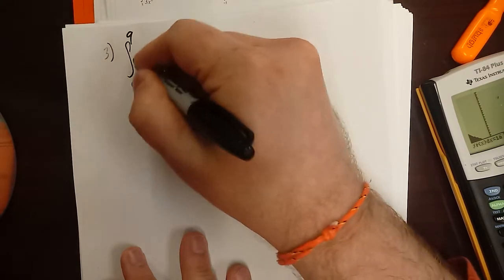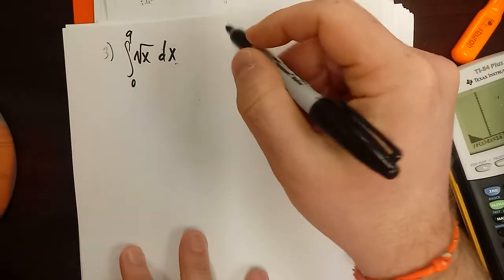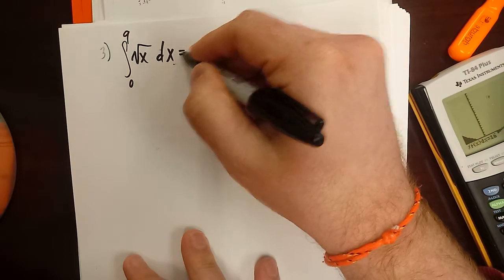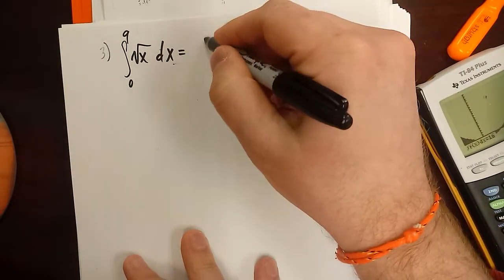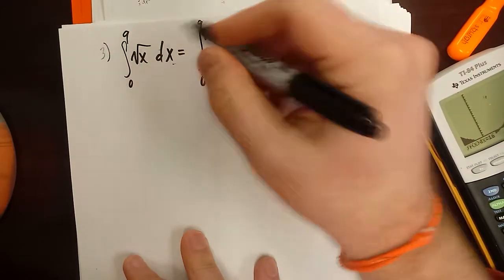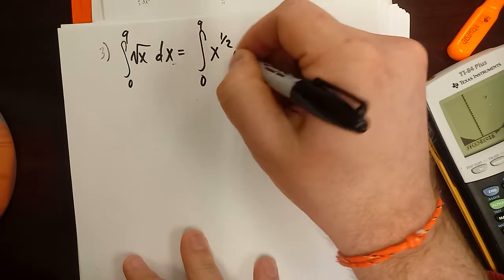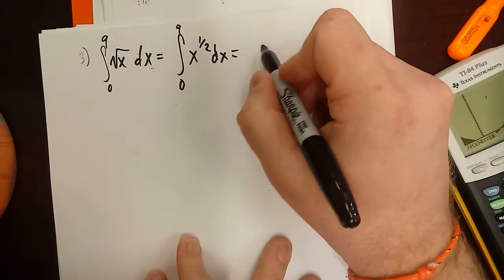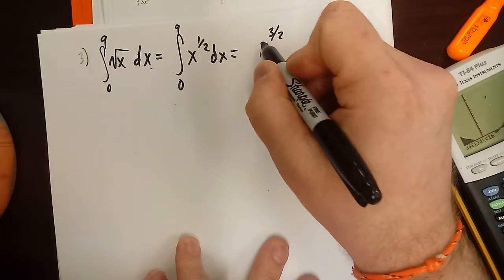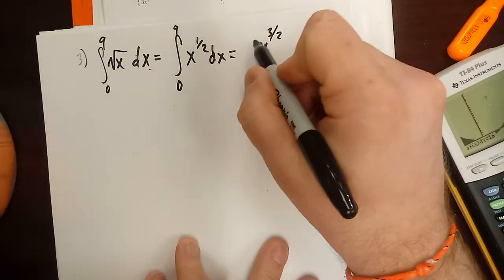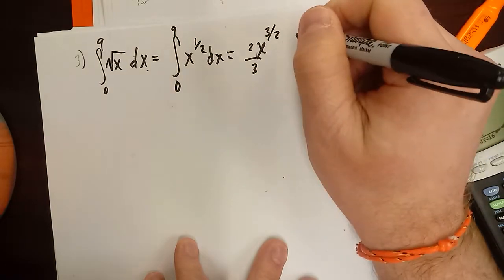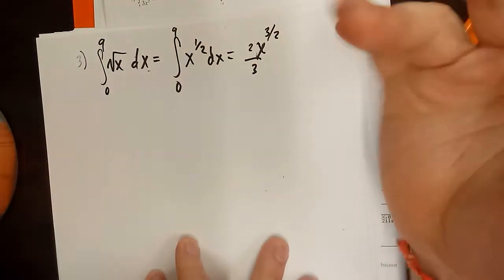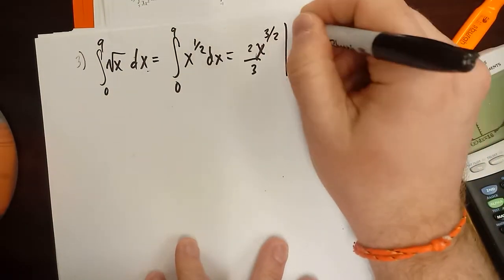Example number 3 takes the integral from 0 to 9 of the square root of x dx. And so remember, we're going to take the antiderivative of this. So we want to think about this as the antiderivative of x to the 1/2 dx. To take that antiderivative, we just add 1 to the exponent. So we get x to the 3/2, and then divide by 3/2, which is the same as multiplying by 2/3. And we'll go from 0 to 9.